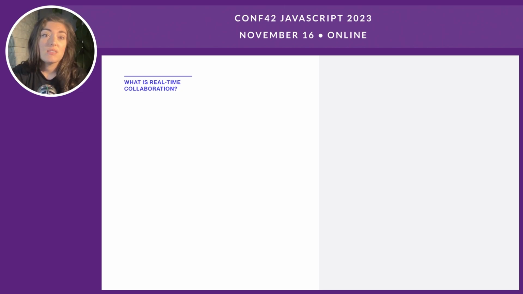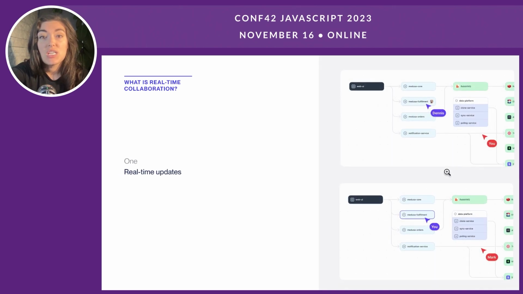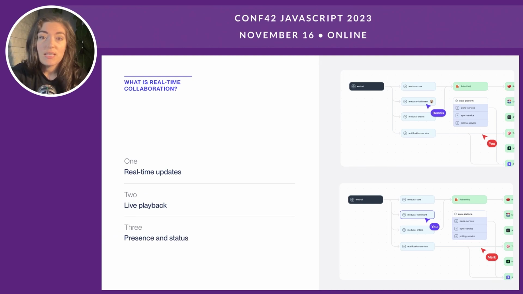The first one is real-time updates. A change made by one user must propagate to all other users instantly, or as near as instant as the internet allows. Live playback. Each user should be able to watch in real time precisely what their collaborators see on their side, right down to watching each person's cursor move about their screen. Presence and status.